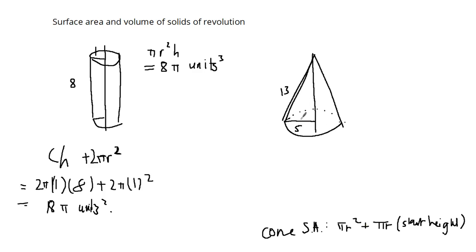So we have pi r squared, which is just 25 pi, and then plus pi r times the slant height. So pi r is 5 pi times the slant height, 13. This is the slant height. It's not the actual height that's right on the cone. It's the slant height, right? The height that it takes for you to go from the bottom to the top. That'll give you 90 pi units squared.